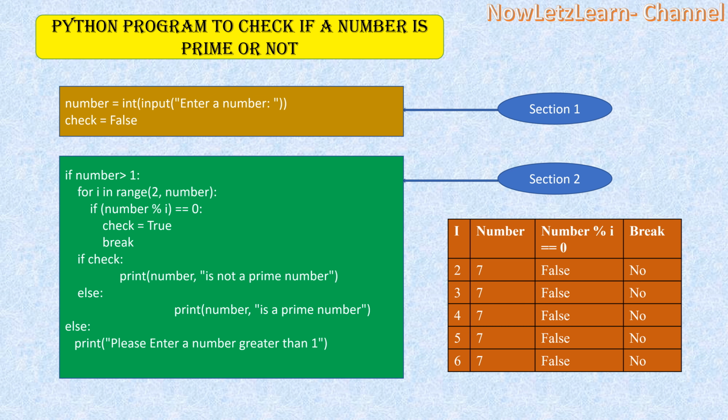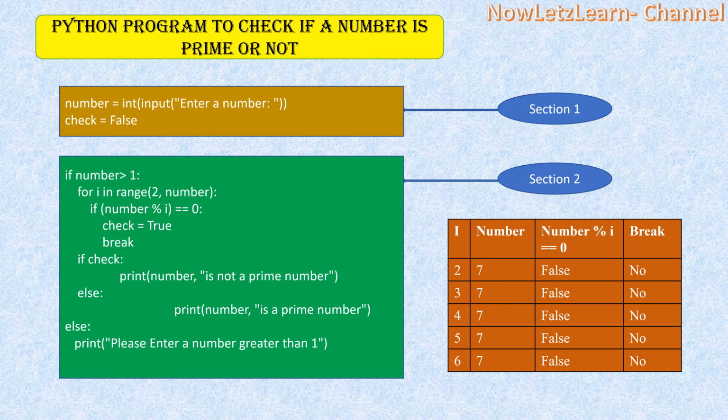Now, when the for loop completes, the immediate next statement is if check. It means if the value of check is true, print this condition, or else print the other condition. In this case, the value of check is still false, so it will go to the else statement and print that this number is a prime number.